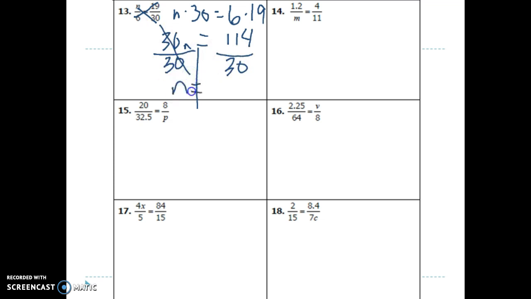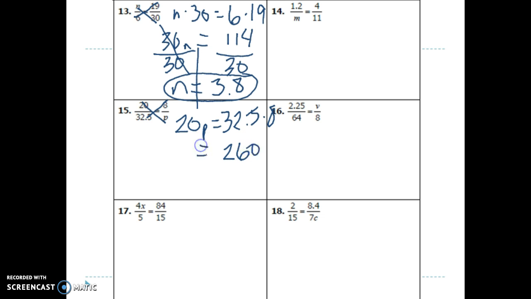So last step, n is going to equal 114 divided by 30, which, you got it, is 3.8. N equals 3.8. Okay, keep going. 15. 20 times p is our first diagonal cross product. The other side, 32.5 times 8. Okay, well, 32.5 times 8, let's simplify. 260 equals that 20 times p.